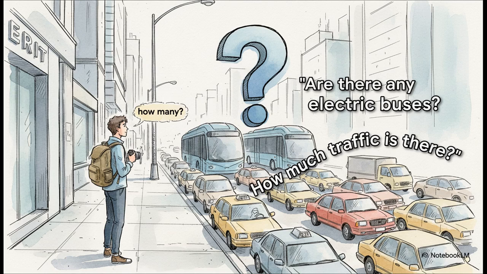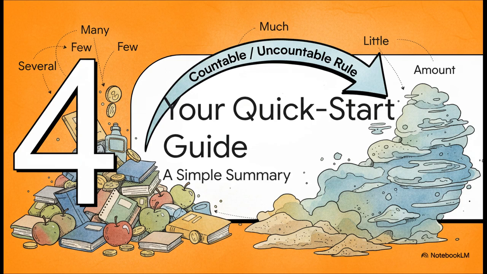Look at this. It's our rules in action, right here on the page. The first question, are there any electric buses? It's a question, so we use any. Buses are countable, right? So the next question is, how many? Perfect. Then they ask, how much traffic is there? Traffic is a general idea, an uncountable noun, so they correctly use how much. See how it all connects right back to that one big rule we started with? And honestly, that's the heart of it. It all boils down to knowing if the noun you're using is countable or uncountable.